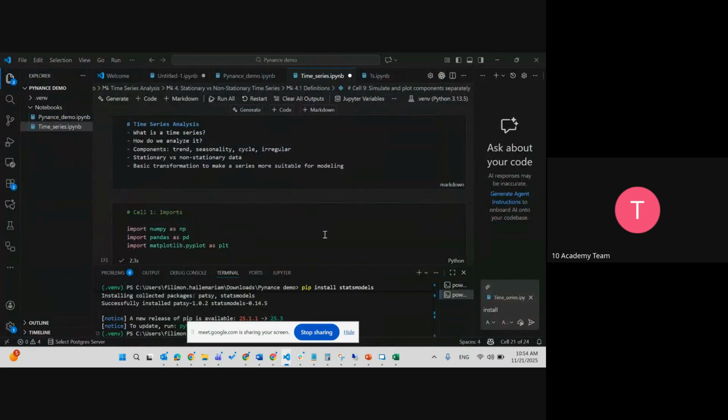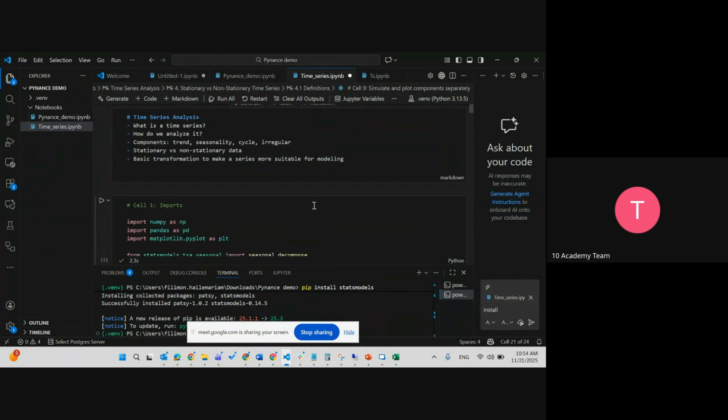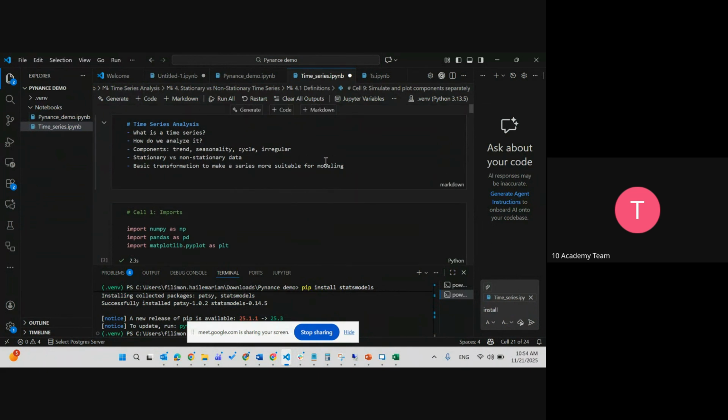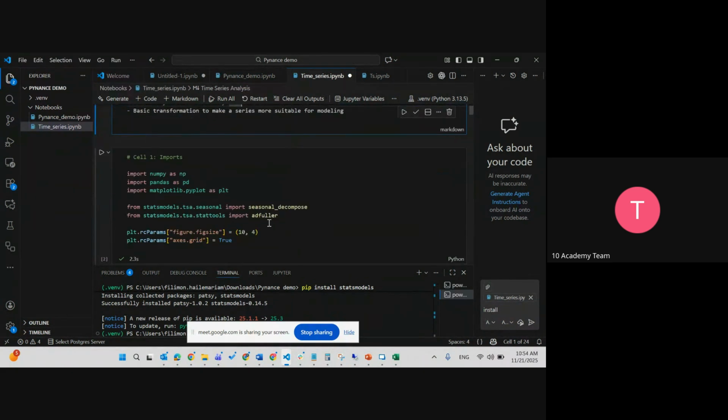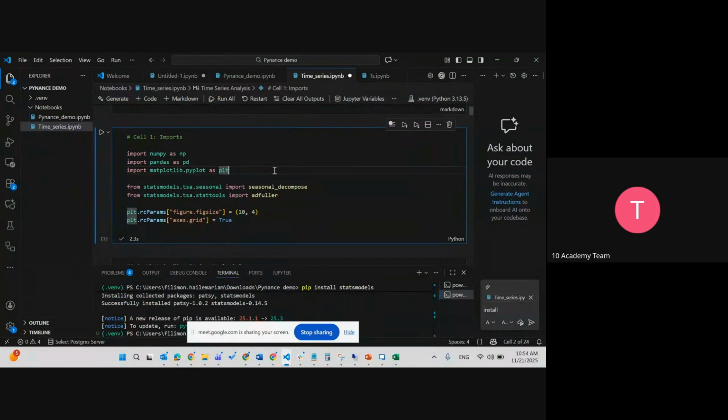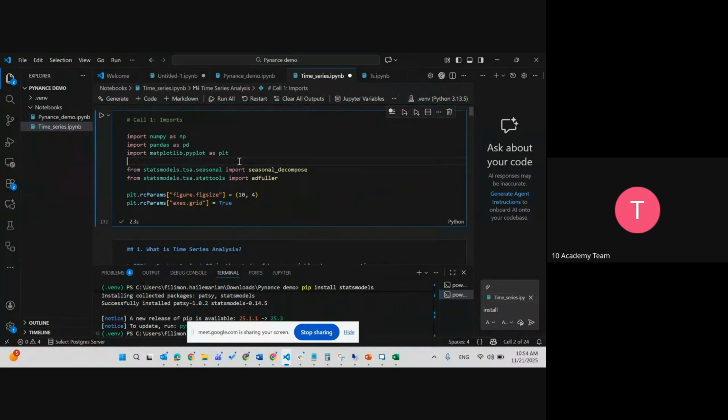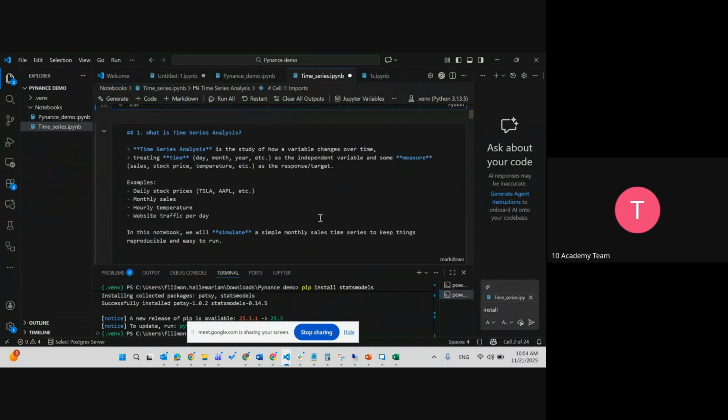Let's go to a demo. Okay, so I also put a markdown for you guys. You can read this when I share it with you. First thing is first, we have to import our libraries, an ADF, the seasonal decompose, the matplotlib, the pandas. You are familiar with it already.